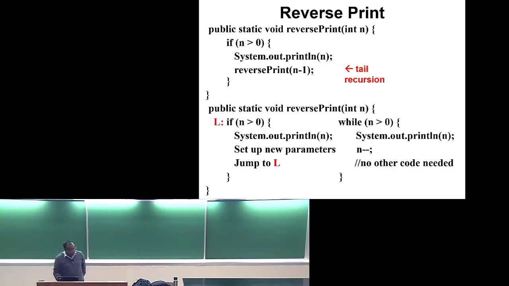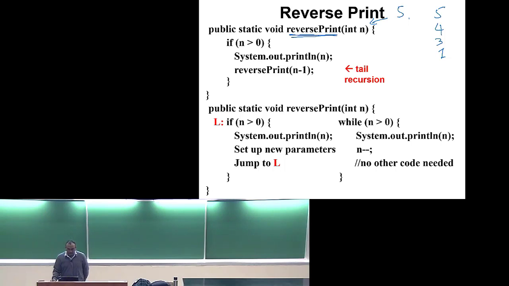Now this is one of the examples I thought I should cover. It's a fairly simple method that we need to write, which will print a number in reverse. If I pass the value of n as 5, then it should print 5, then 4, then 3, then 2, then 1, and that's it. So this is reverse print. We want to print the integer in reverse order.